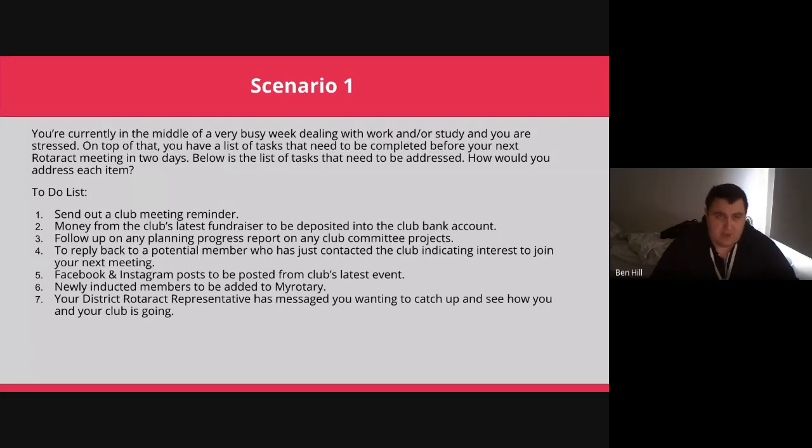So scenario 1 is you're currently in the middle of a very busy week dealing with work and or studying, and you're stressed. On top of that, you have a list of tasks that need to be completed before your next Rotaract meeting in 2 days. Below is the list of tasks that need to be addressed. How would you address each item? Your to-do list is 7 items.